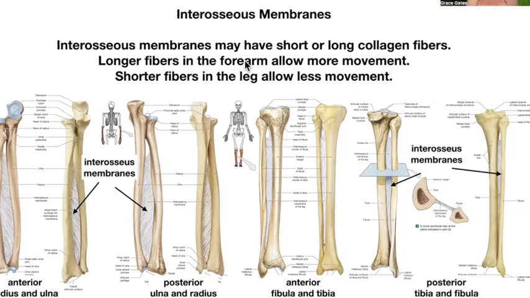And there needs to be flexibility so that the radius and the ulna, which are attached to each other, can still move in relationship to each other. On the other hand, in the leg, that does not happen. There is no supination or pronation, and the connection between the tibia and the fibula is much tighter than it is between the radius and the ulna. How is it that the interosseous membranes are different? Well, the interosseous membranes in the forearm have longer collagen fibers that allow more movement, whereas the interosseous membranes in the leg have shorter collagen fibers that allow less movement.